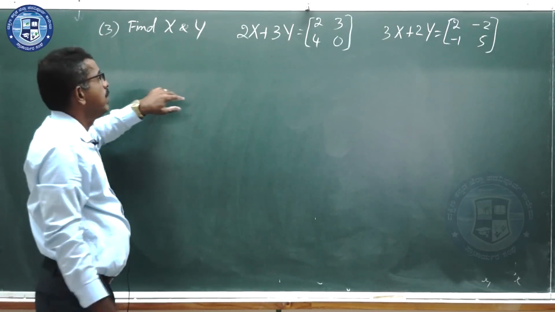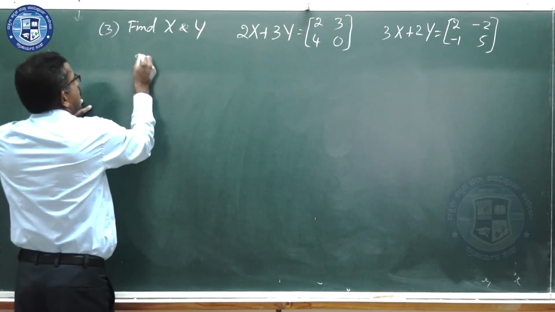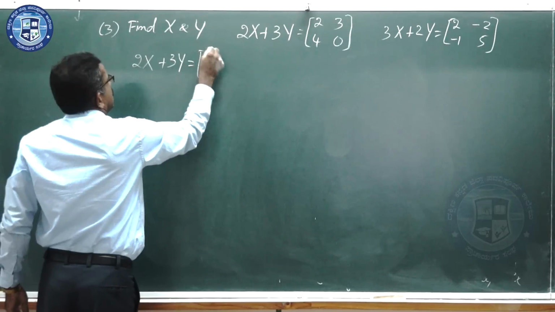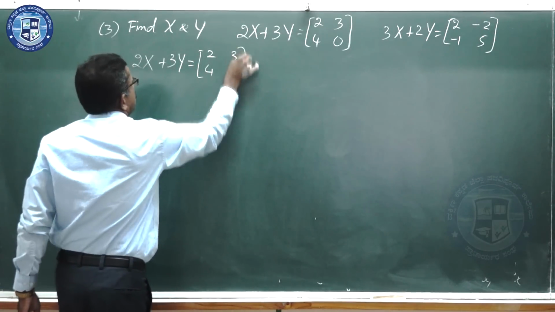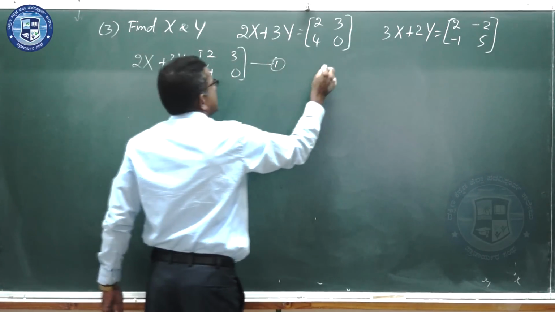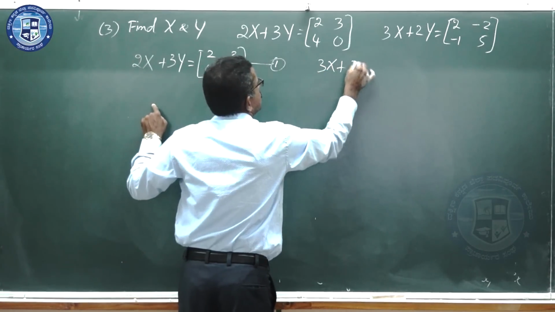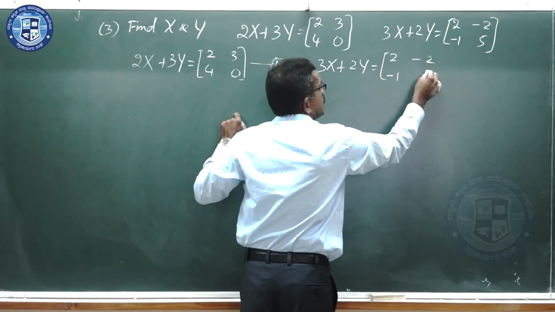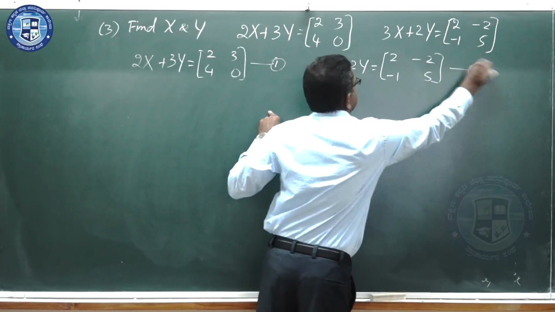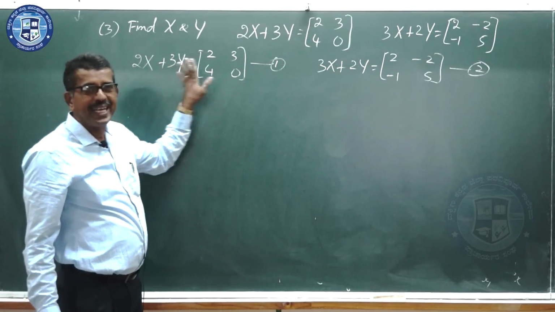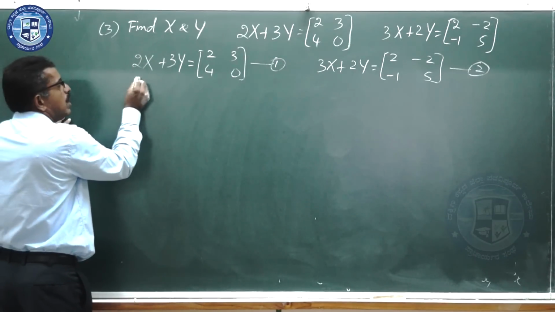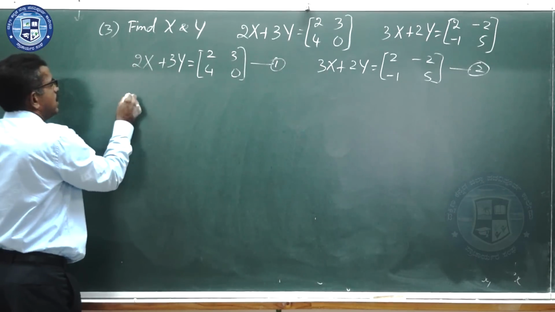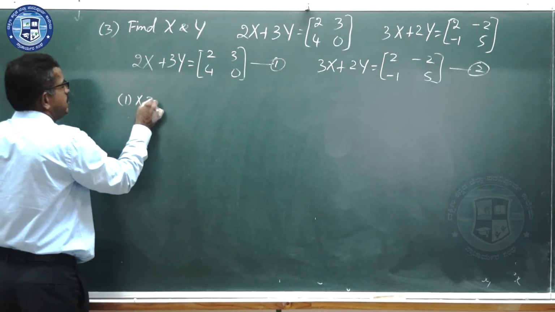How can it be done? I take one of the equations, 2x plus 3y equal to 2, 3, 4, 0, as equation 1. Next, 3x plus 2y equal to 2, minus 2, minus 1, 5, as equation 2. In order to solve for x and y, we need to multiply the first equation by 3 and the second equation by 2. Let me write. First equation I multiply by 3.